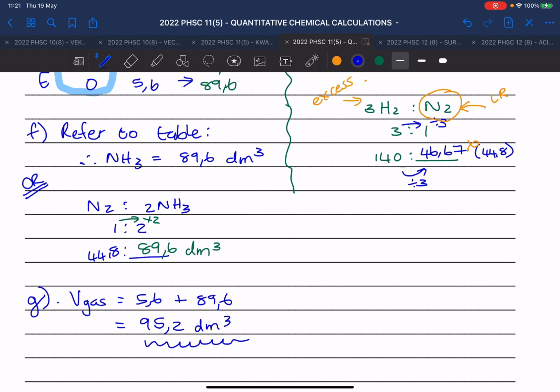Right, so on to the next idea. Okay? I'm going to do the table in front. Okay, so the next idea has to do with percentage yield.